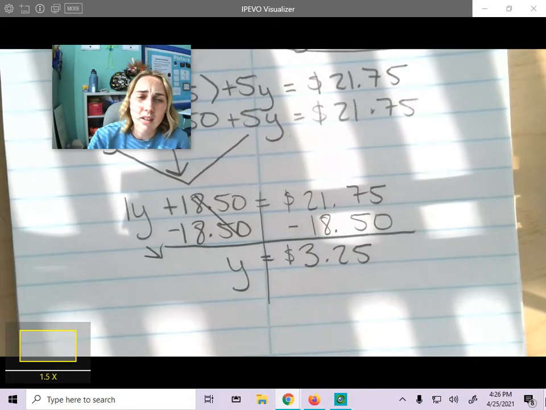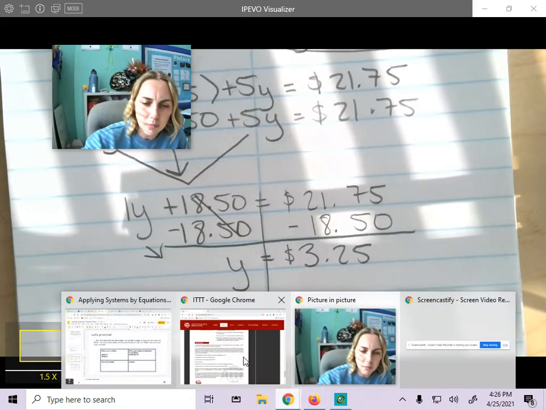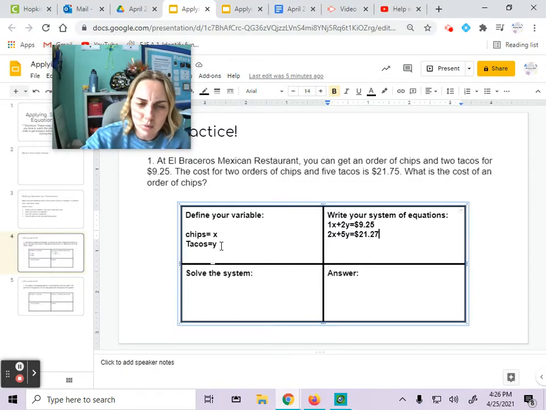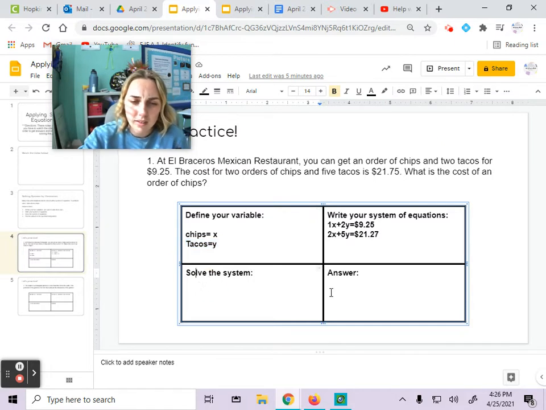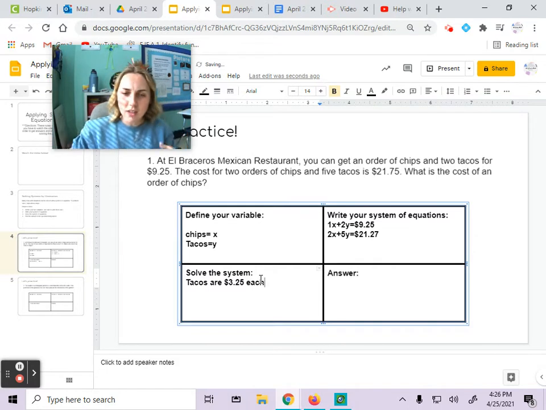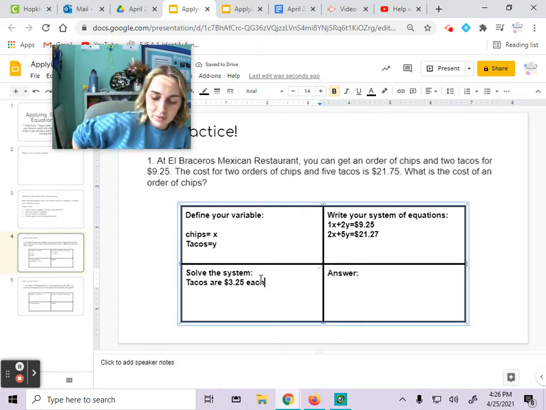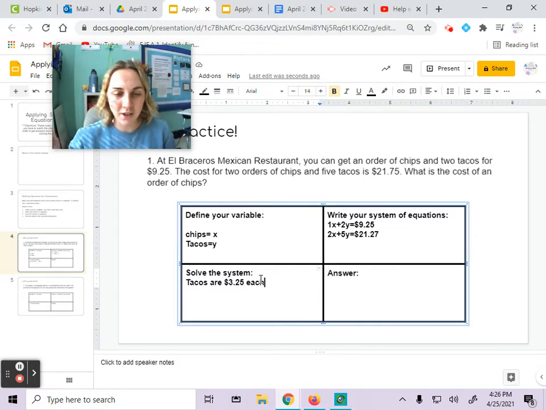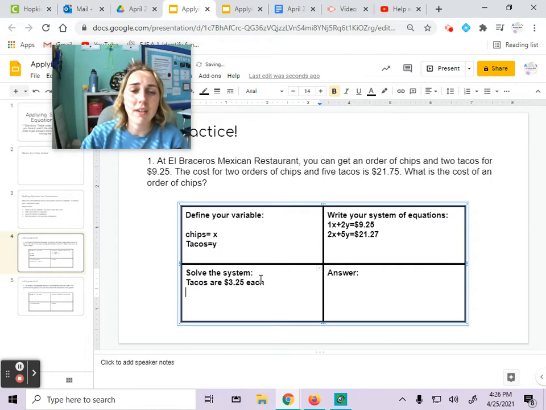So I know that was a pretty long process, but let me look back at my problem real quick. My y value is tacos. So now I know that tacos are $3.25 each, okay? Because tacos are my y value. I just solved y and it was $3.25. So tacos are $3.25.